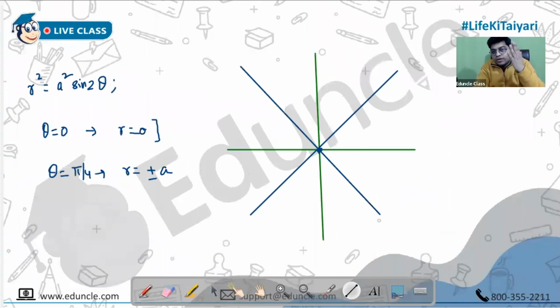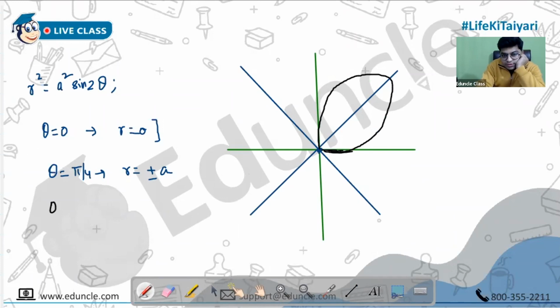How will you draw the graph? Theta is equal to pi by 4. What is r? The r value is this. So can I draw? I am just going to draw the graph like this, because theta is equal to this. But when we take theta is equal to pi by 2 also, r is equal to plus or minus a. R is radius, and r is always positive basically.